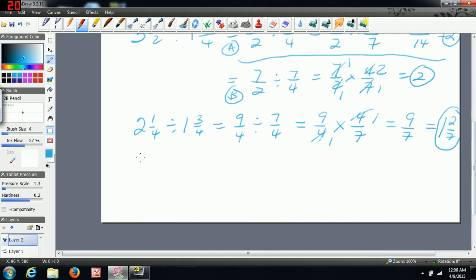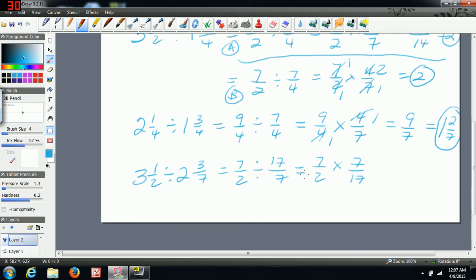Okay, we can do another example. 3/2 divided by 2 3/7. So again, change the first one to improper. So 2 times 3 is 6 plus 1 is 7/2. Divided by 7 times 2 is 14 plus 3 is 17/7. So we would get 7/2 times 7/17, flipping the second fraction.